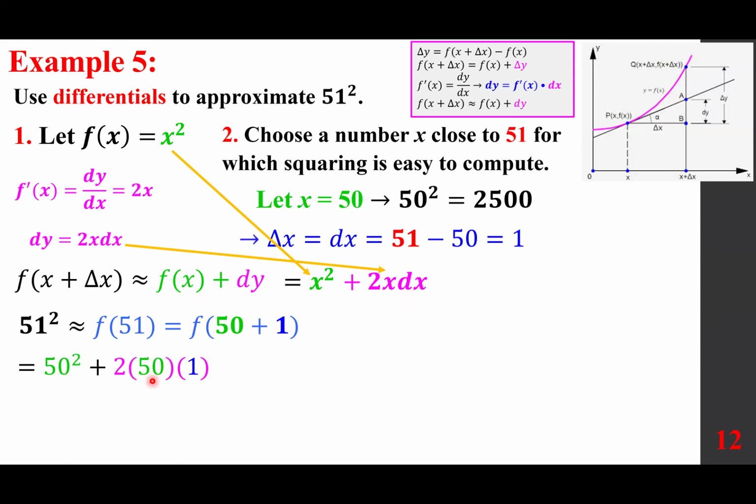This is 2,500, this is 100, and the answer is 2,600. As I mentioned, the exact answer is 2,601. Obviously, they are extremely close. The reason is because delta x or dx is very small compared to x.